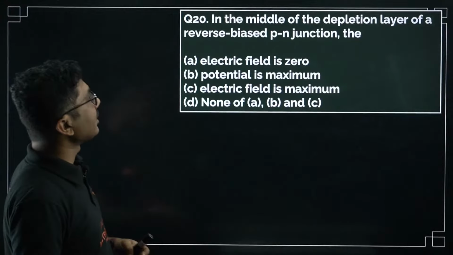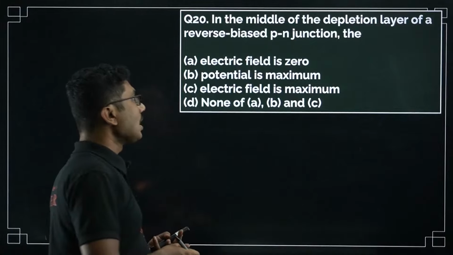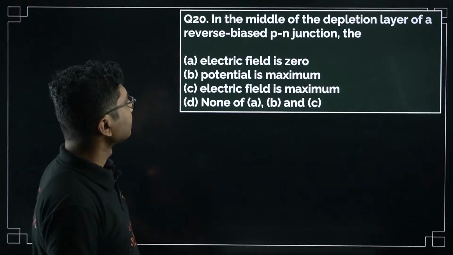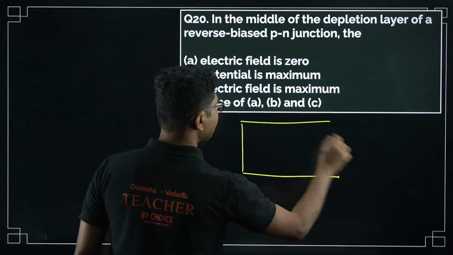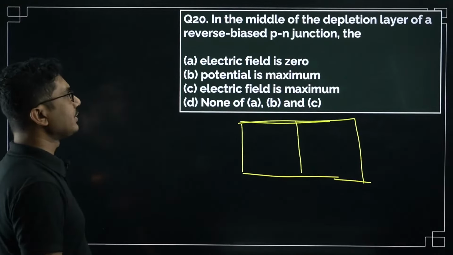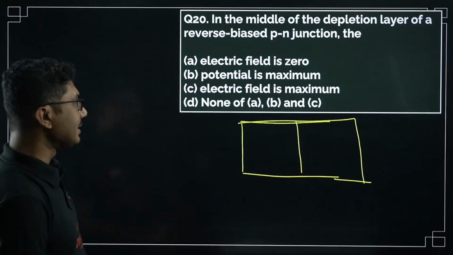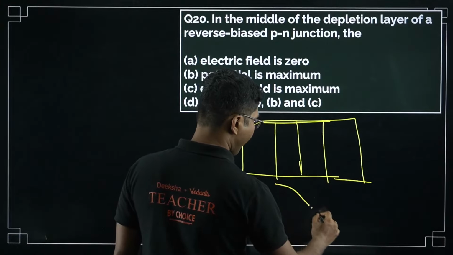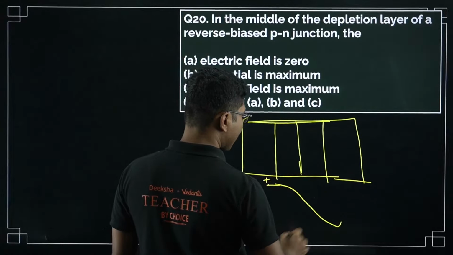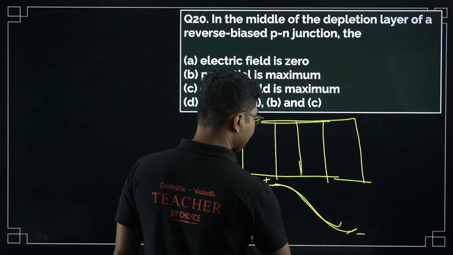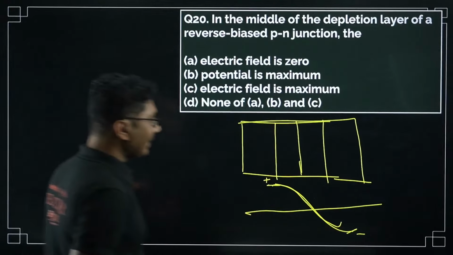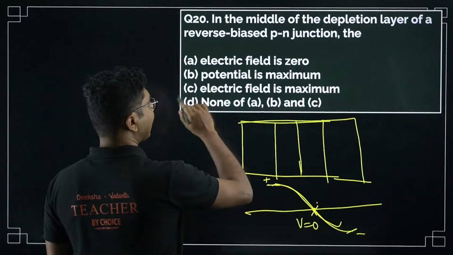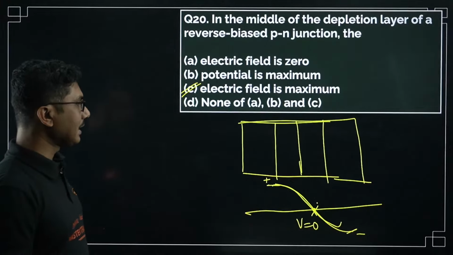In the middle of the depletion layer of a reverse biased PN junction, the electric field is 0, potential is maximum, electric field is maximum, or none of A, B and C. If you remember, the graph of the depletion region is like this. On this side potential is maximum, on this side potential is minimum, negative, and potential is 0 at the center. So potential is 0, but electric field is maximum at this point. Electric field is maximum, potential is 0.